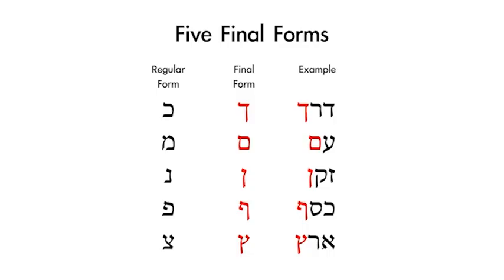In addition to the 23 forms of the Hebrew alphabet that we just learned, 5 of those forms have an additional or final form. The final form of the letter is the form that that letter takes on when it appears in the final position of the word, at the end of the word.